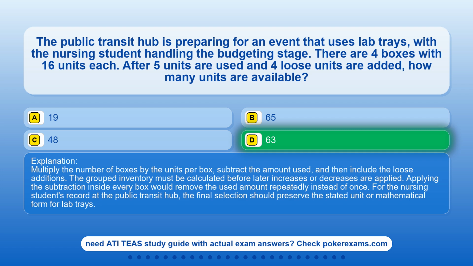Multiply the number of boxes by the units per box, subtract the amount used, and then include the loose additions. The grouped inventory must be calculated before later increases or decreases are applied. Applying the subtraction inside every box would remove the used amount repeatedly instead of once. For the nursing student's record at the public transit hub, the final selection should preserve the stated unit or mathematical form for lab trays.